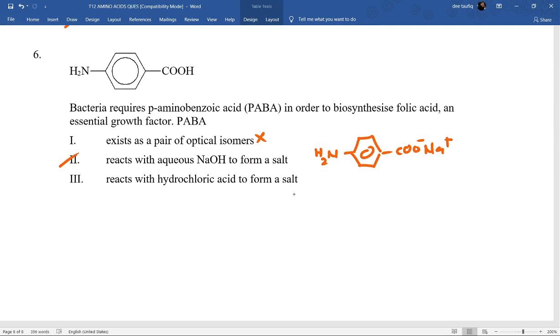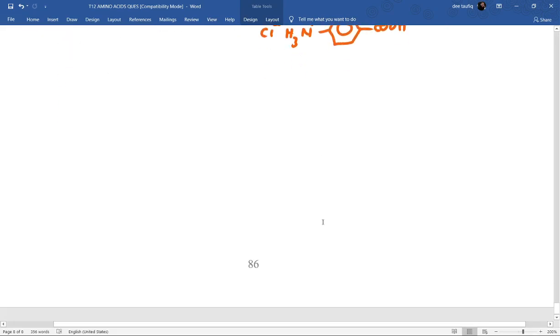Ini dia buat macam ni. Yang belakang tak ubah. Dia kembali NH3 positive charge pada nitrogen and then Cl minus. So 2 dengan 3. So habis soalan tamat.